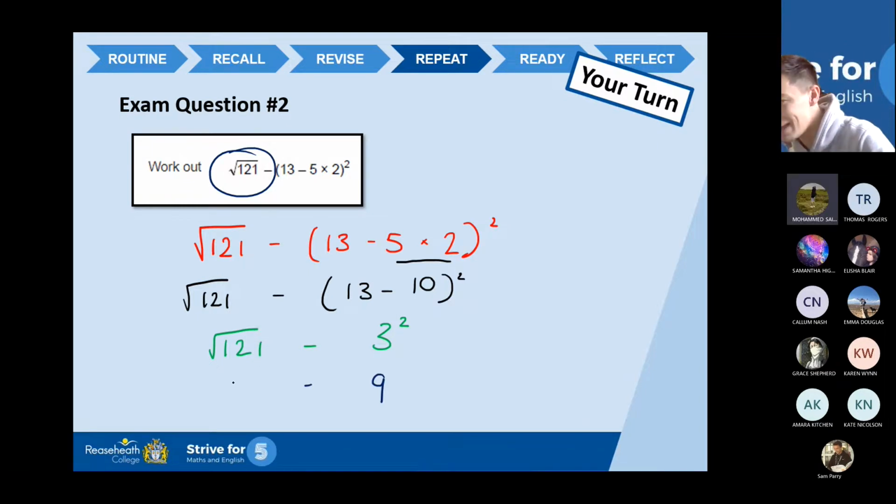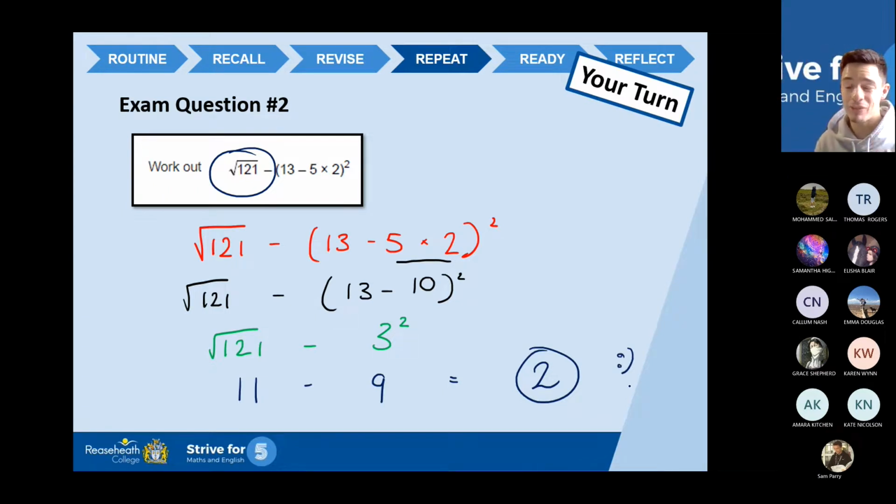Is it 11? Is 11. Excellent, guys. Spot on. So it's going to be 11, take away 9, which leaves me with a final answer of 2. Now, I remember this mark scheme vividly because I marked it not too long ago, actually.